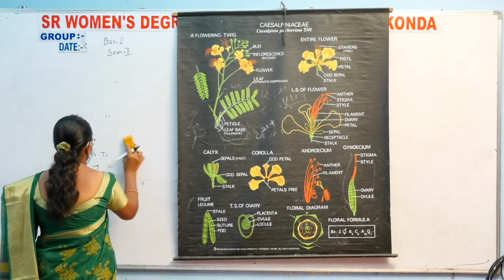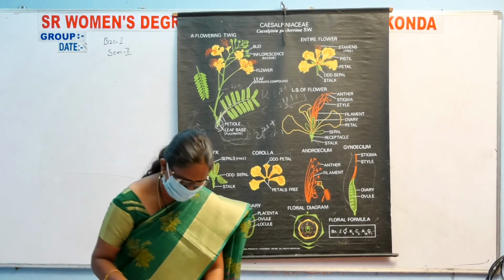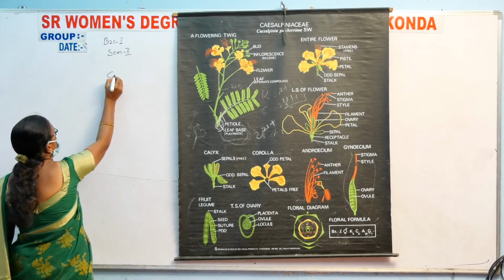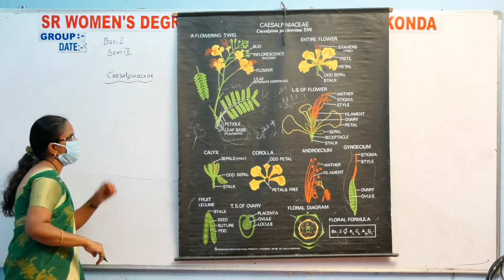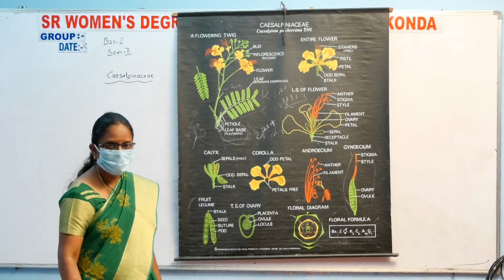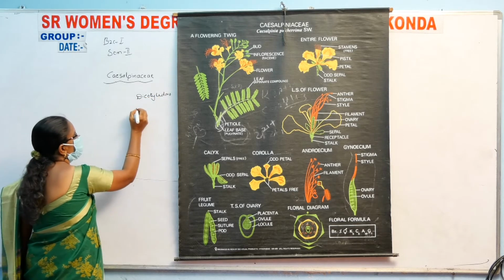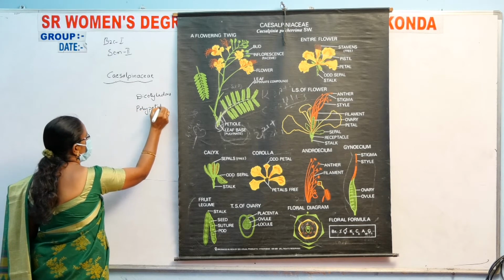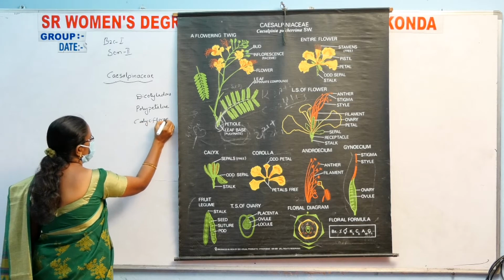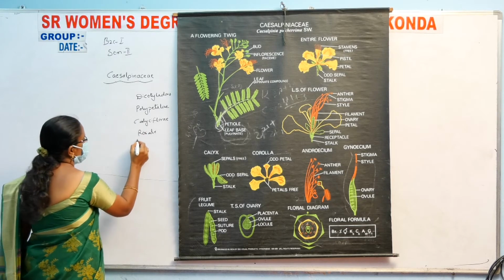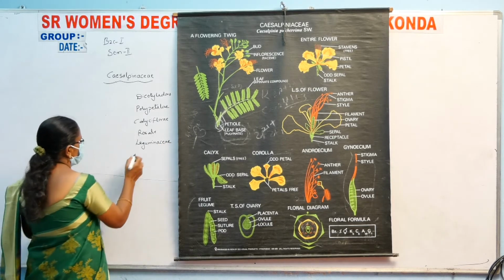And the next family is Caesalpinaceae, or Caesalpinoideae. The classification of Caesalpinaceae: dicotyledons, polypetalae, caliciflorae, rosales, leguminaceae, and Caesalpinaceae or Caesalpinoideae.